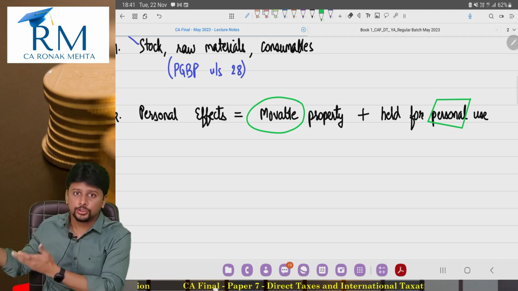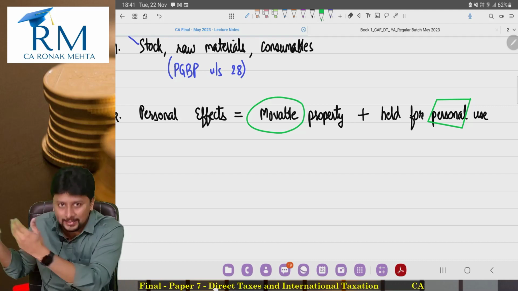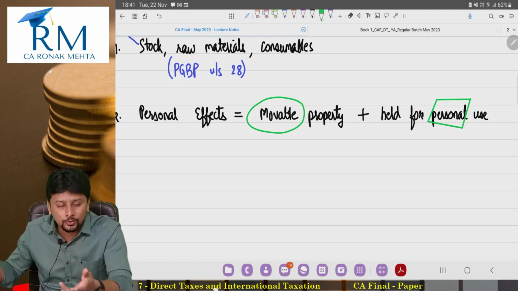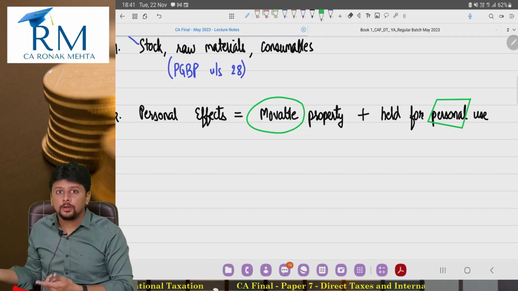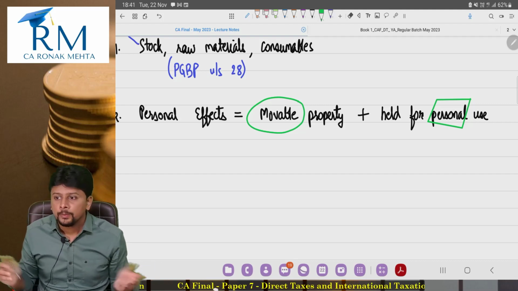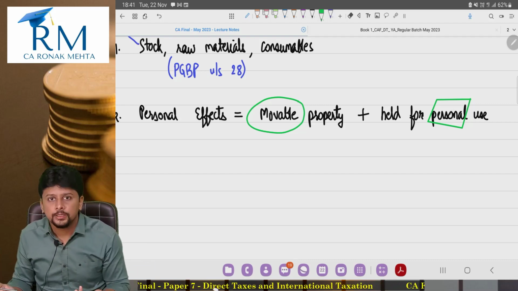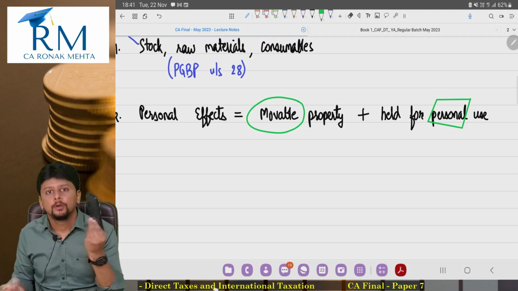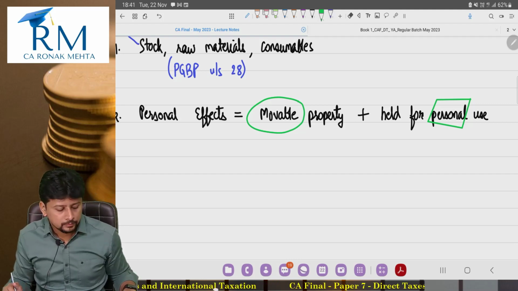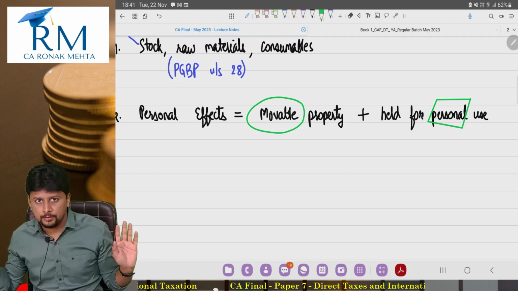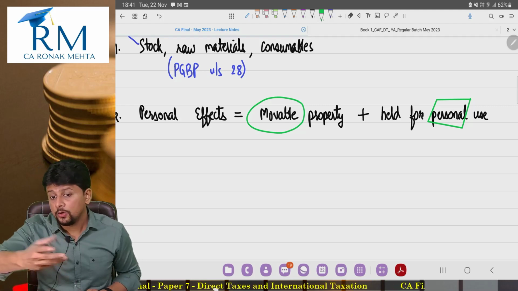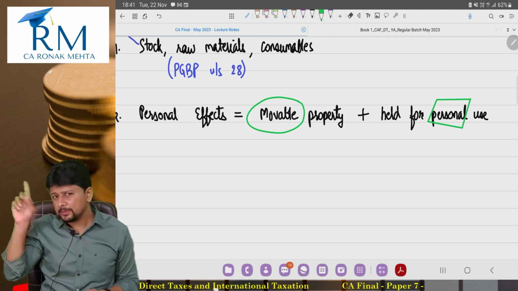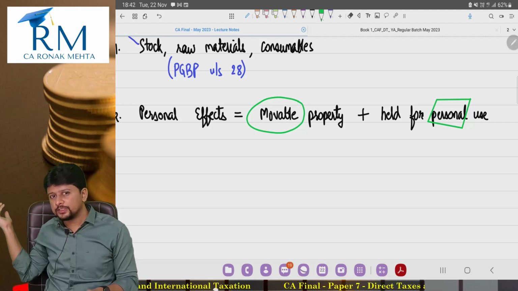But if I sell this shirt, and assume that somebody buys the shirt, and assume that I earn some profit also, this shirt is not a capital asset because it is movable held for personal use. My mobile phone, movable held for personal use, not a capital asset. Sir, not a capital asset, which means there will be no capital gains. But sir, the profit will be taxable, right? Under IFOS? No.